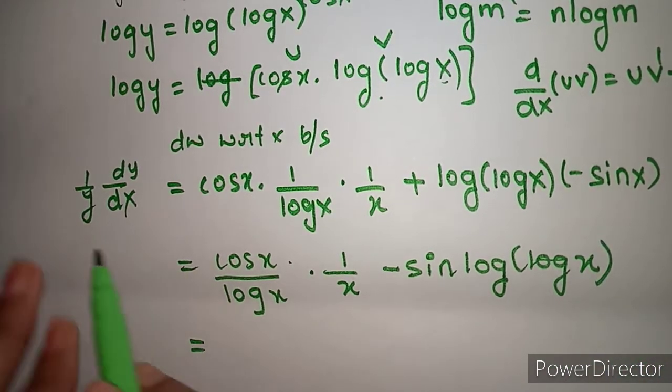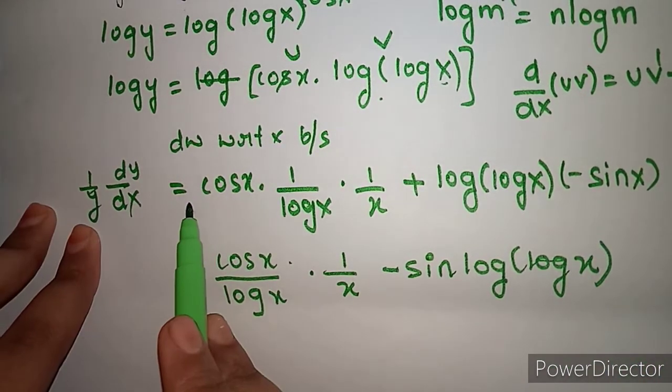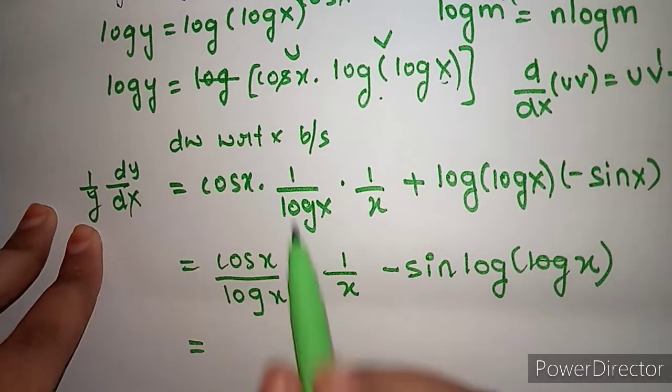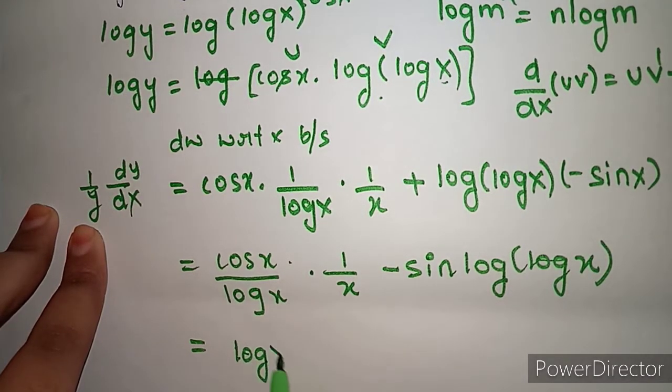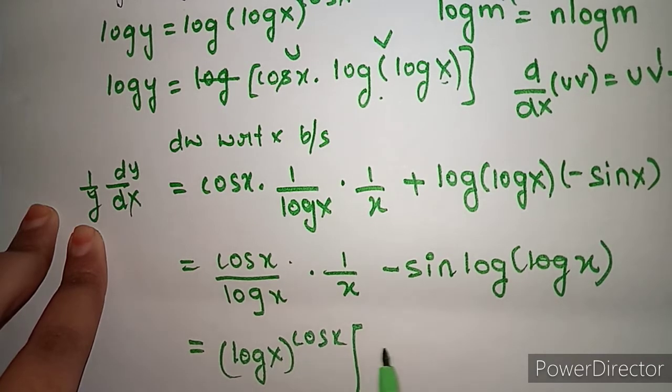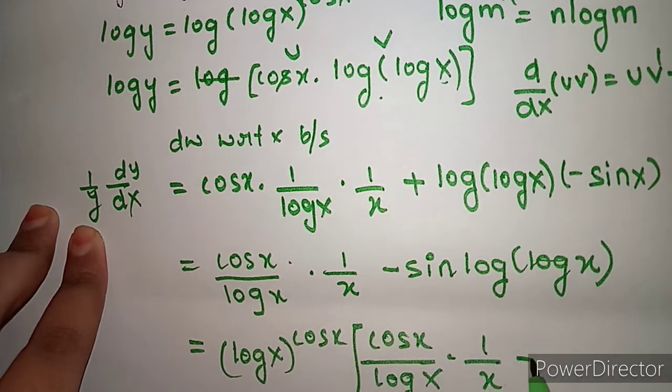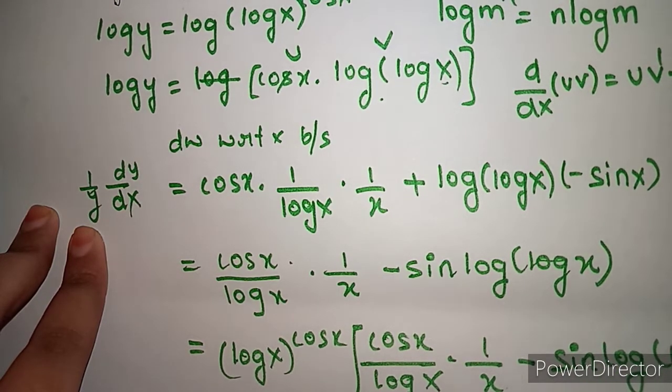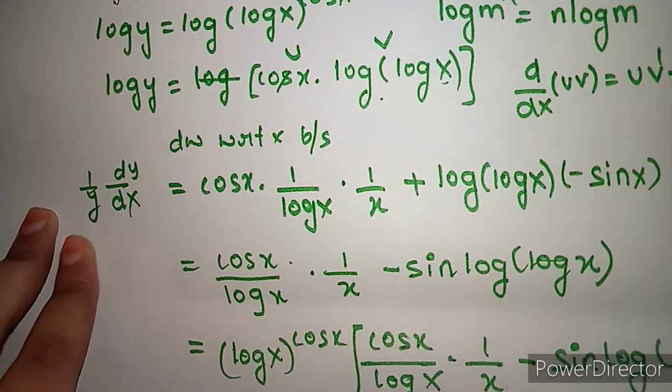Now what is y here? When I take y to the RHS, what is y? (Log x) to the power cos x, and cos x by log x, 1 over x, minus sin x log of log x. This is your required answer.